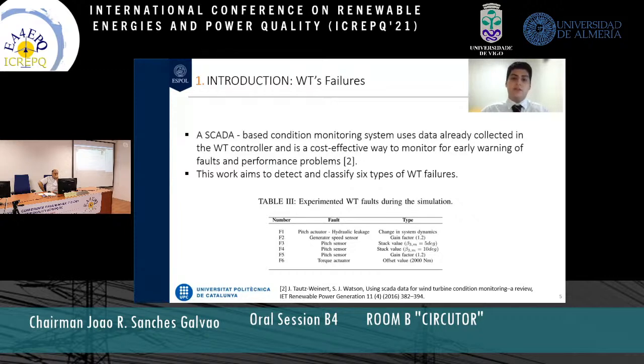Table 3 lists and labels all the types of faults that the SCADA system can record. We have labels from F1 to F6, and faults like pitch actuator, generator speed sensor fault, 3 types of pitch sensor faults, and a torque actuator fault.